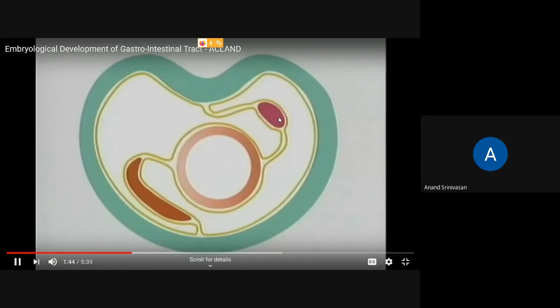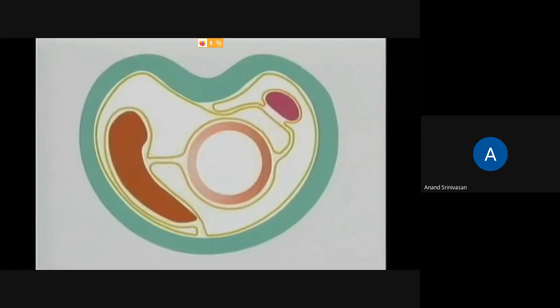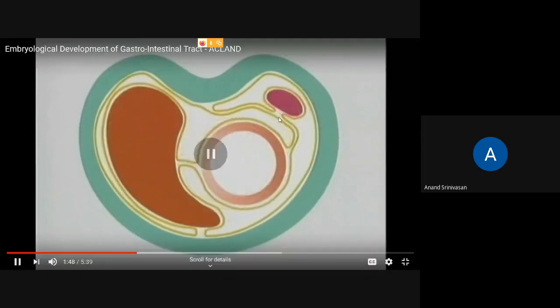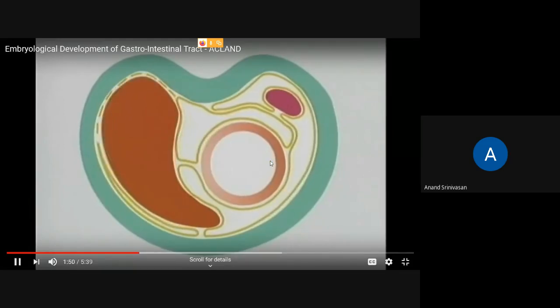Now the liver is growing at a rapid rate, pressing against the body wall and obliterating these layers of peritoneum. So it will obliterate the posterior part.